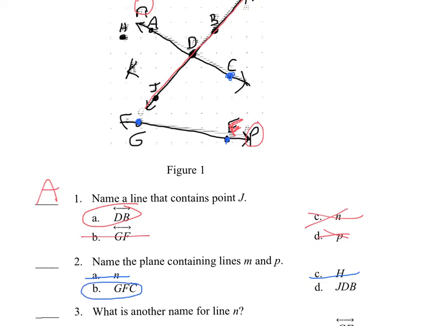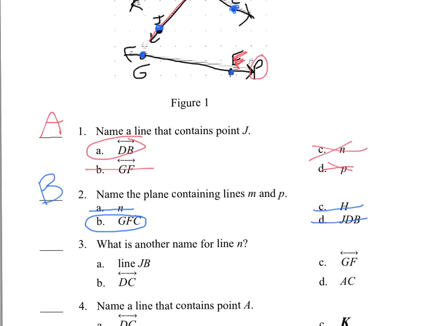Let's check JDB. I'm looking for a J. Here's J, D, B. Those 3 points are in this plane, but it is not the answer because they are collinear. If you remember, they have to be non-collinear, which GFC is. So that is my answer.